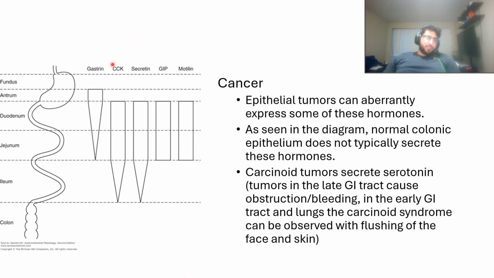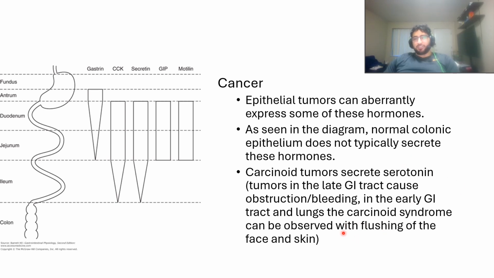And you can see here just what the normal hormonal expression profile is. You see the colon shouldn't express anything. So if you have colon expressing things, then you have a problem. And epithelial tumors can aberrantly express some of these hormones. Colon normally doesn't. Carcinoids secrete serotonin. And the tumors in the later part of the GI tract tend to cause more obstructive symptoms. In the early GI tract and the lungs, you get carcinoid syndrome. That's because they make serotonin. And we're going to talk a little about that in a second.